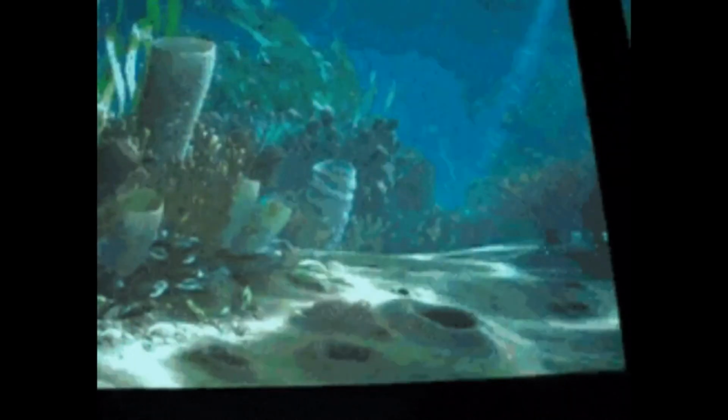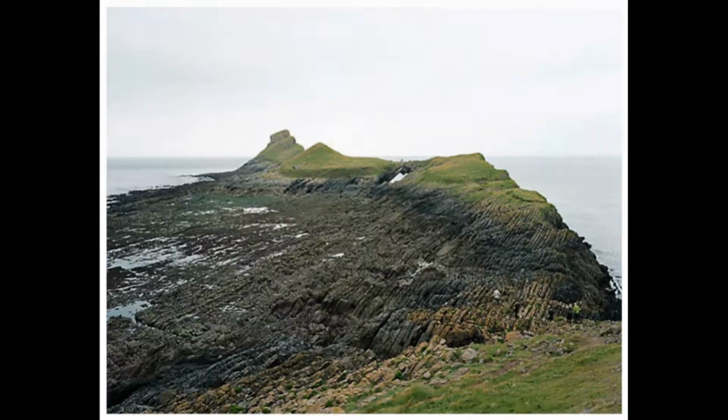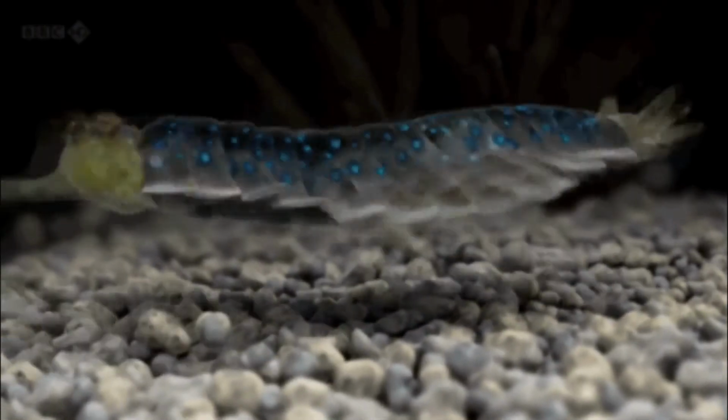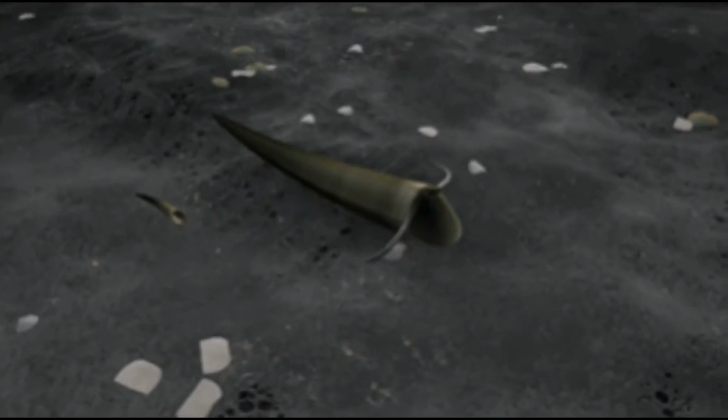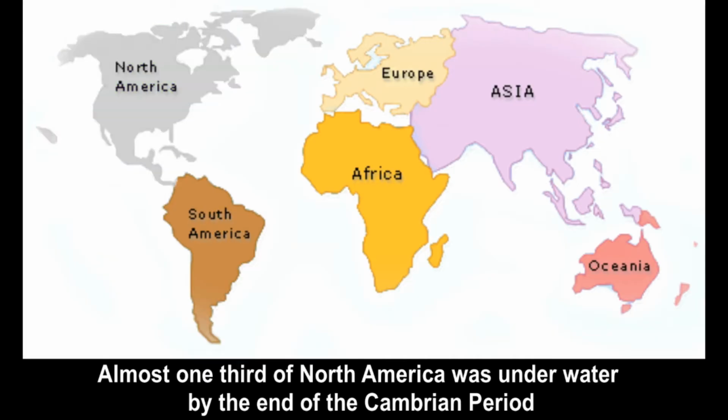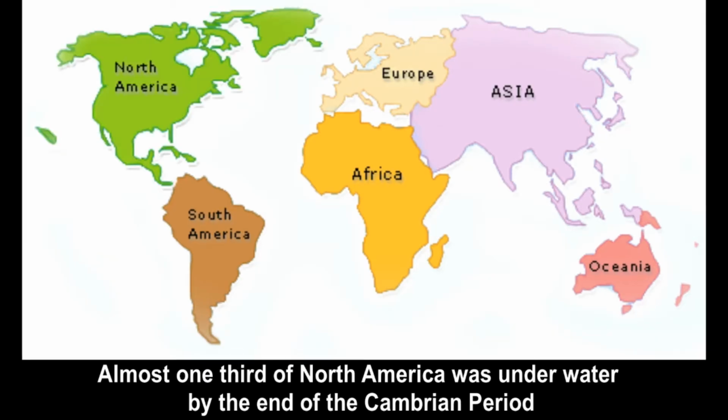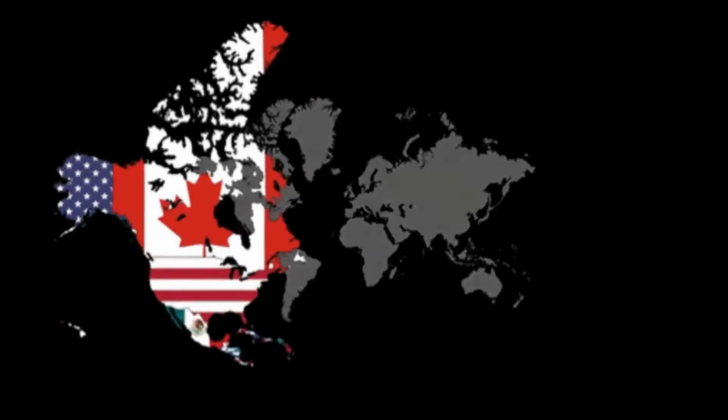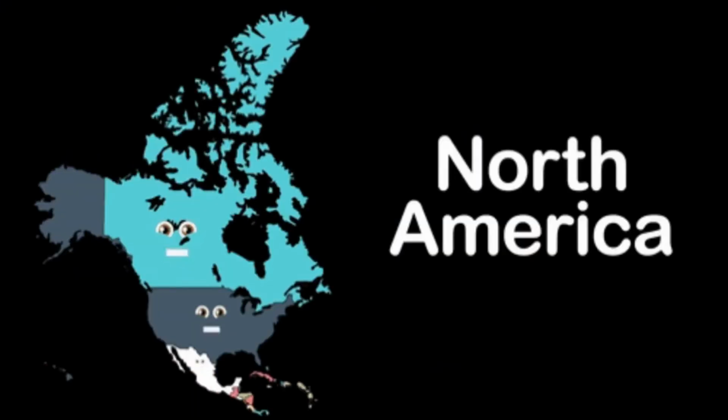Throughout the entire period, the seas advanced and receded. By the end of the Cambrian period, almost 1/3 of the entire continent of North America was submerged underwater. So by the end of that Cambrian period, North America today, it was all underwater.